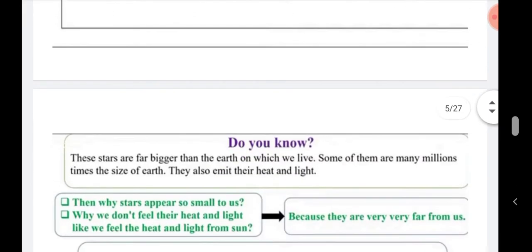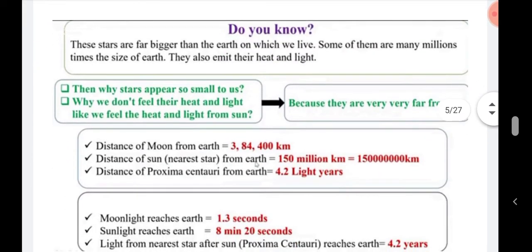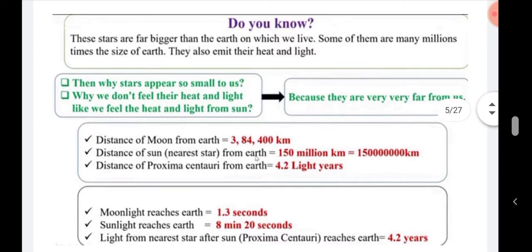Okay, students. Now one more interesting thing: do you know these stars are far bigger than the earth on which we live? Some of them are many millions of times the size of the earth. They also emit heat and light, but we feel that they are very small in size, while these stars are far bigger than the earth.